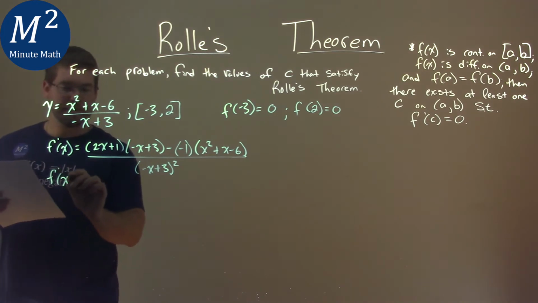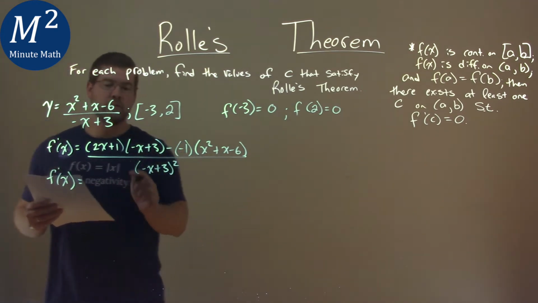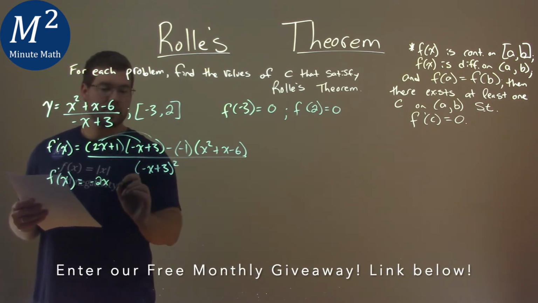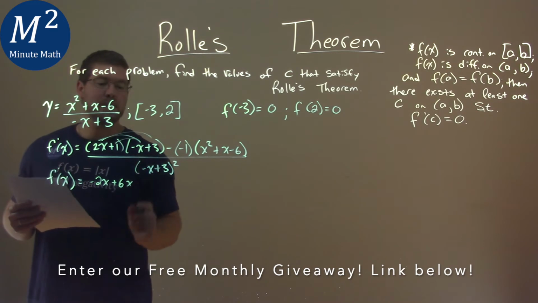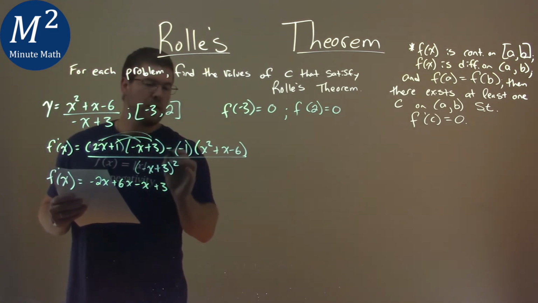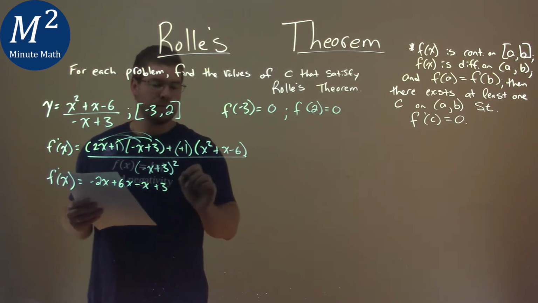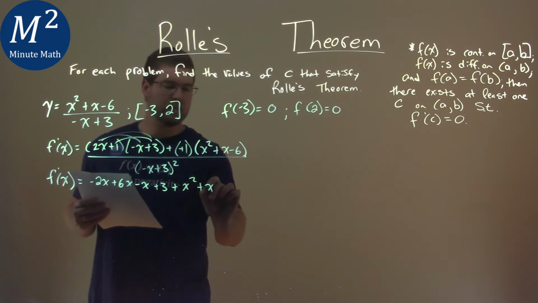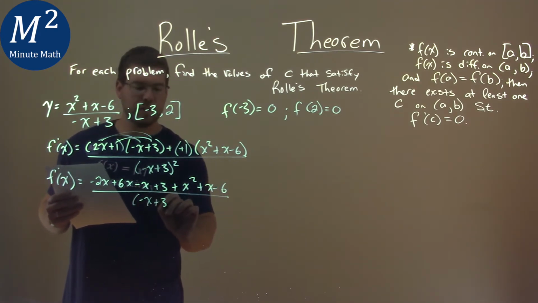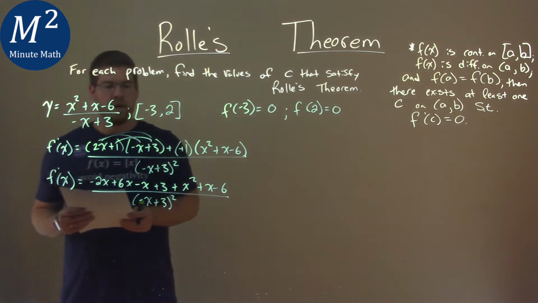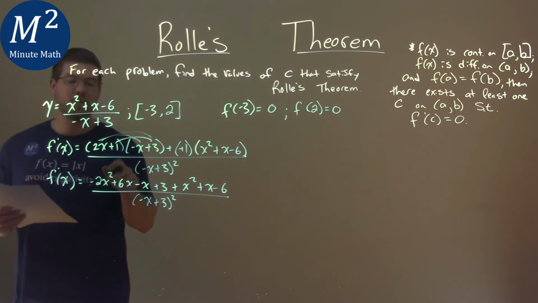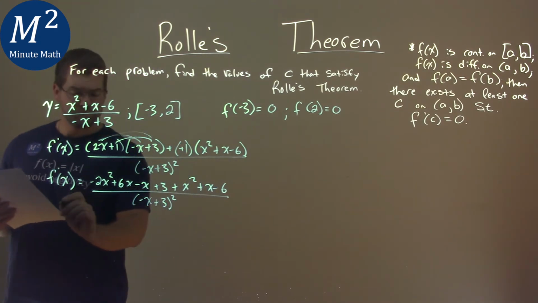F prime of x here is equal to, well, let's multiply this out. 2x times a negative x is a negative 2x squared. 2x times 3 is a 6x. 1 times a negative x is a negative x. And 1 times a 3 is a 3. The negative 1 cancels to be a positive 1, so we just add an x squared plus x minus 6 here, all over denominator negative x plus 3, all squared. Now from here, we need to combine 2x squared, I almost forgot that. If you noticed that, let me know down in the comment section below.